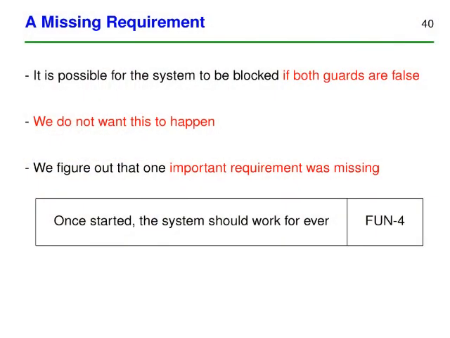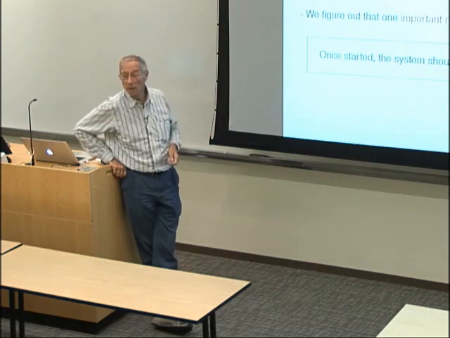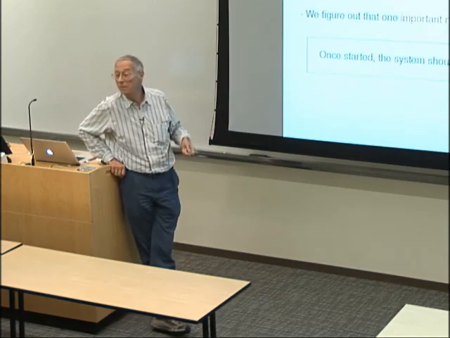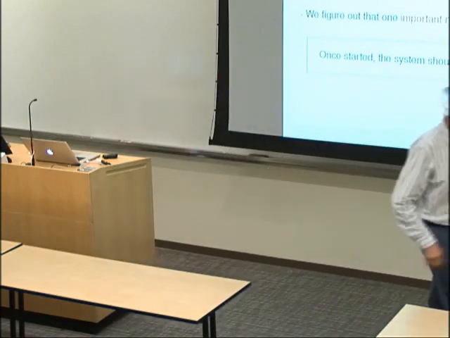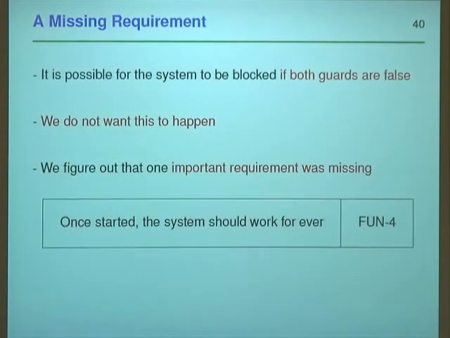A missing requirement. It is possible for the system to be blocked if all these guards are false. So that means deadlock. And we have to prove that in our case this is not the case, because we do not want that to happen. And by the way, we have forgotten something. Once started, the system should work forever. There is no reason for the system to halt.